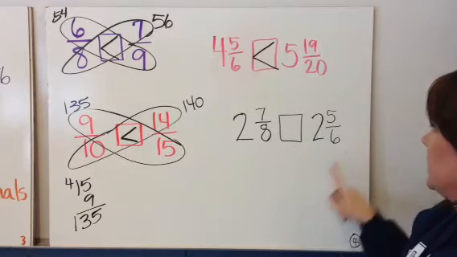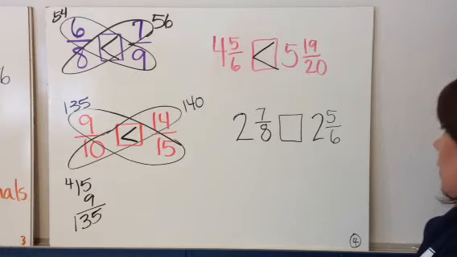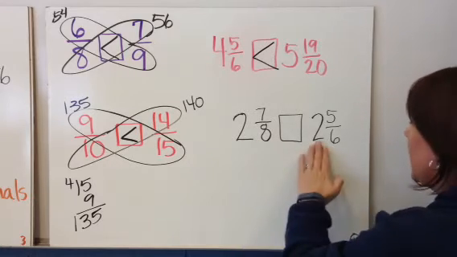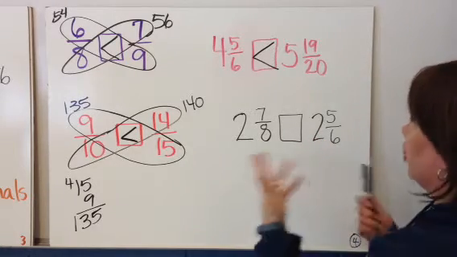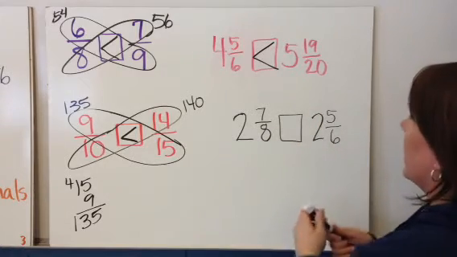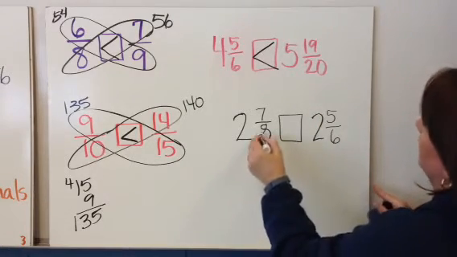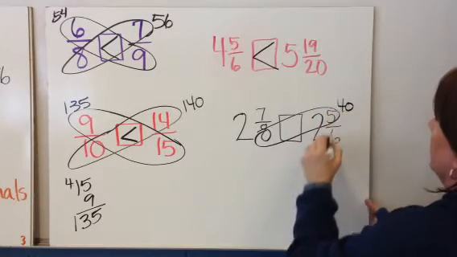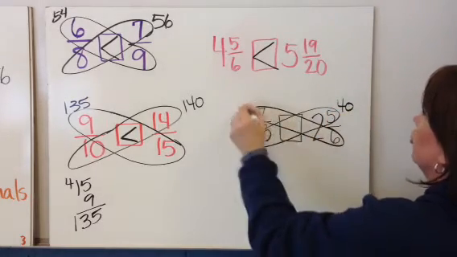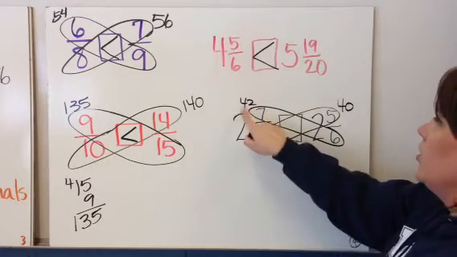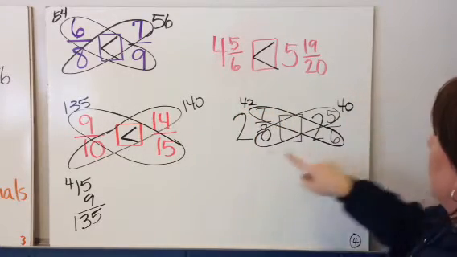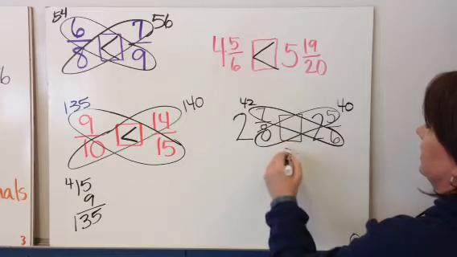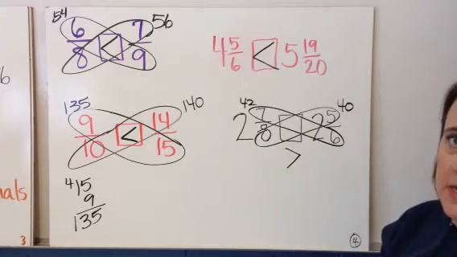Let's look here at 2 and 7/8 and 2 and 5/6 though. Well, I have the same whole number, and so I'm just going to multiply the diagonals of the fractions. 8 times 5, can you see that that's 8 times 5, which is 40. 7 times 6, which is 42. 42 is bigger than 40, and so 2 and 7/8 is the greater mixed number.